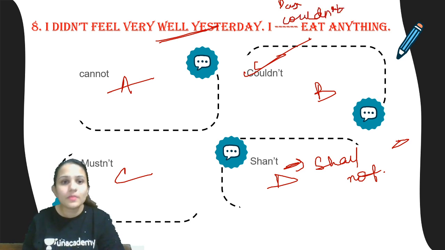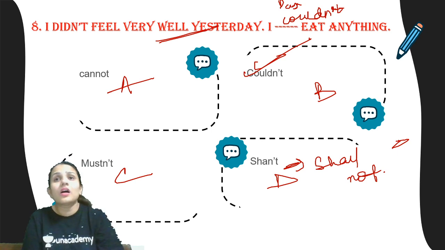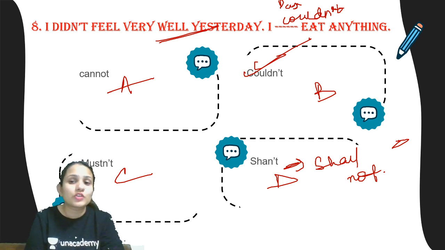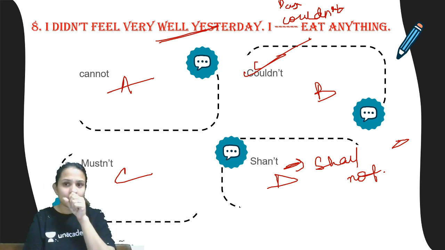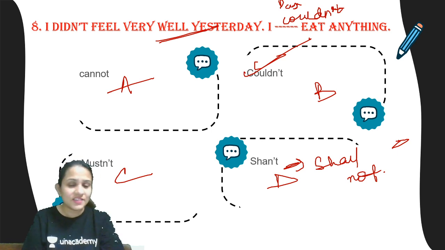And also, if I wasn't well yesterday, then I was not able to eat anything, so I was not in a position to eat anything. It was my inability. For possibility, ability and capacity we use can, and in the past, if we're talking about a past possibility, ability or capacity, we use couldn't. So couldn't is the right answer.